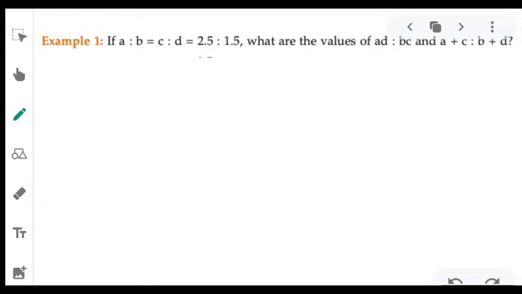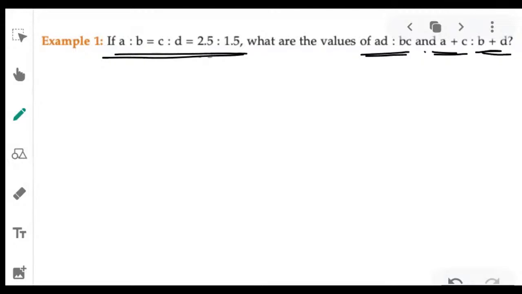Nandini, can you read the question for me? If A is to B is equal to C is to D equal to 2.5 is to 1.5, what are the values of AD is to BC and A plus C is to B plus D? So they gave you the proportion and they are asking to find these individual ratios.